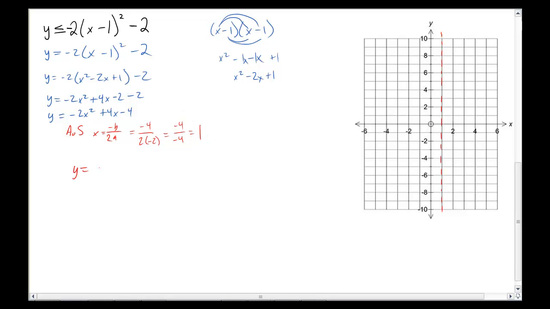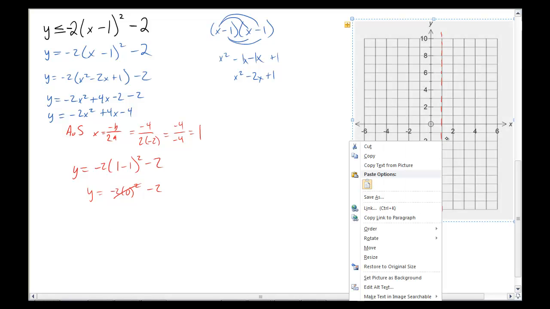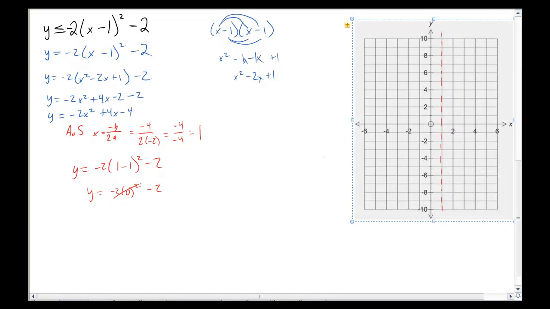So I go y equals -2 times (1 minus 1) squared minus 2. Y equals -2 times 0. That will be 0, of course, and so I end up with -2, which you probably should have known already, but I'm not going to go into that right now. Okay, so we got our vertex at (1, -2).